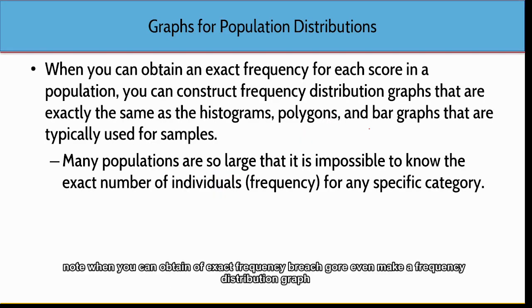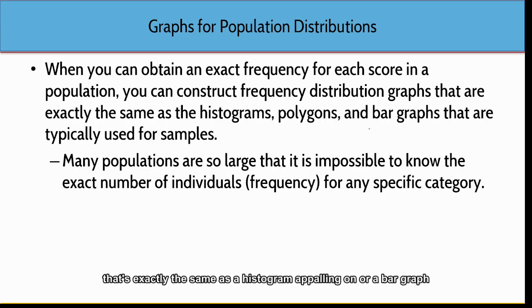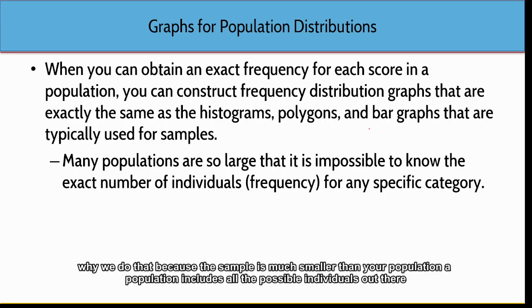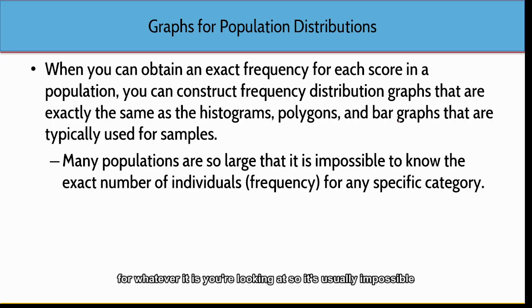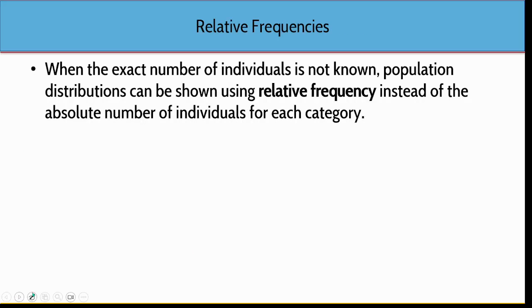Now, when you can obtain an exact frequency for each score, you can make a frequency distribution graph that's exactly the same as a histogram, a polygon, or a bar graph. And we usually use that for samples. Why? Because a sample is much smaller than your population. A population includes all of the possible individuals out there for whatever it is you're looking at. So it's usually impossible for us to collect data or to even know the exact number of individuals and the corresponding frequency for any of those specific categories that you're dealing with.